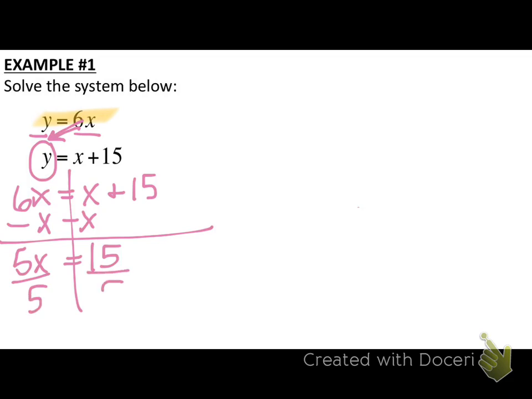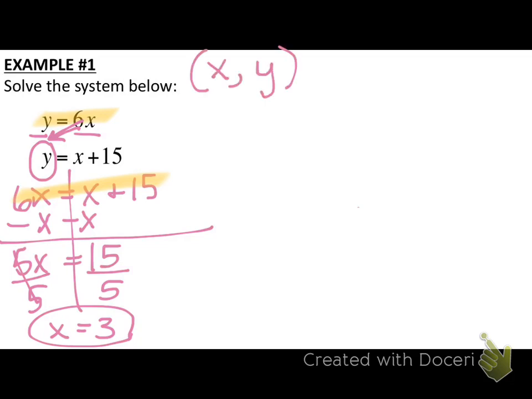Divide by 5s, and x equals 3. Okay, so when I substituted in, I had no more y's left at that stage, and I can solve for x. Well, the good news is I solved for x. The bad news is, remember, I'm looking for the point where they cross, so I need an x and a y, right? So all I have right now is my x. I need to go now find the y.